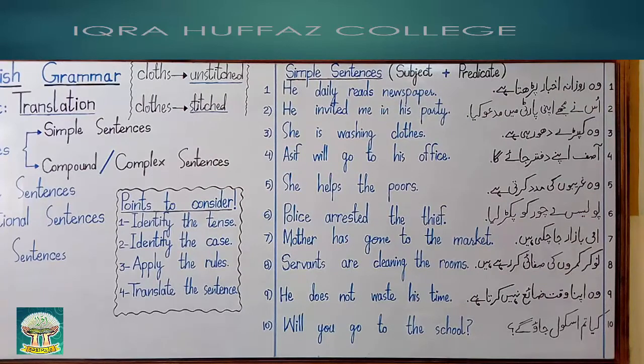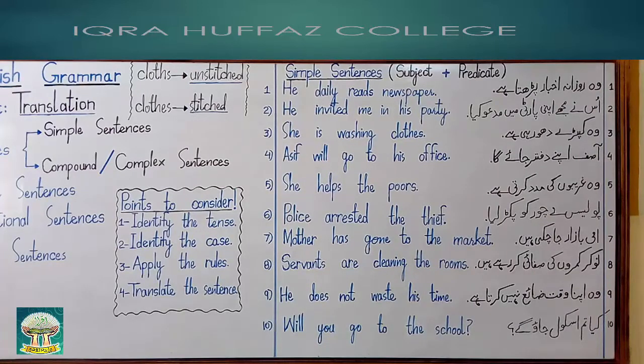Sentence number 8. नौकर कमरों की सफाई कर रहे हैं. Yes, this is present continuous. Something is going on right now. So this is a continued action in present. नौकर कमरों की भी सफाई कर रहे हैं. If for example this sentence is spoken when you are watching that they are doing some work or some action is going on. So नौकर कमरों की सफाई कर रहे हैं. Servants are cleaning the room. Very correct. Excellent.